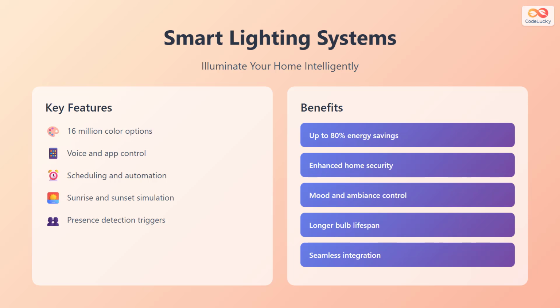The benefits are substantial. You can achieve up to 80% energy savings compared to traditional bulbs. Smart lighting enhances home security by making it appear someone is home even when you're away. You have complete control over mood and ambience, and smart bulbs typically last much longer than conventional lighting. Plus, they integrate seamlessly with other smart home devices.